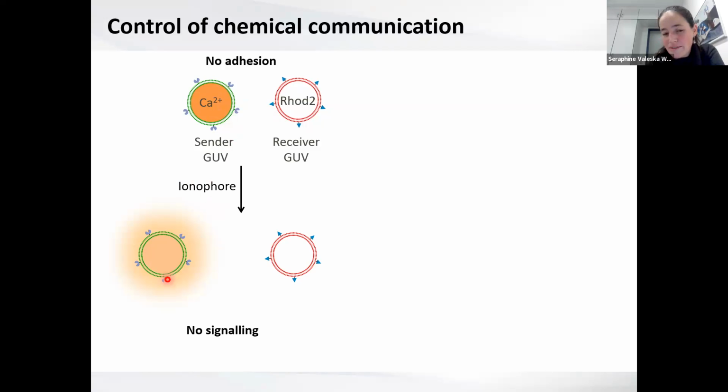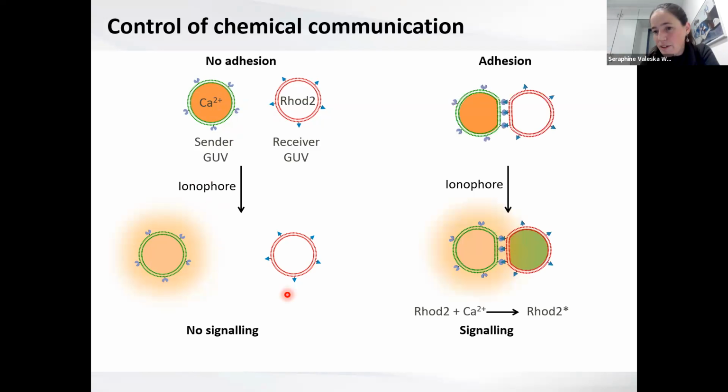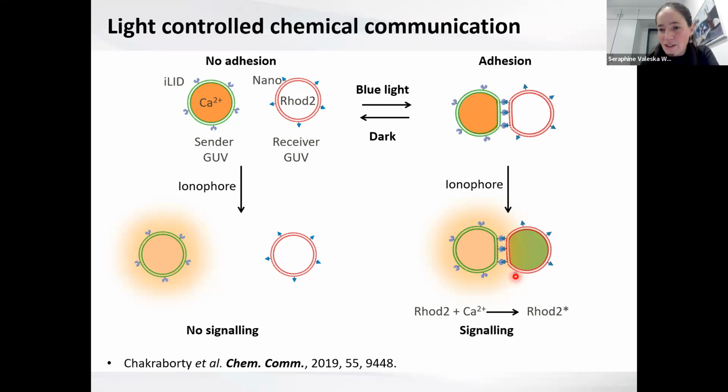Yet, as I mentioned, if the distance is too far, then the signal dilutes into the environment before it can reach the receiver. Yet, if we could bring these two in close proximity, then the sender would be able to perceive the signal, and that would be visible then as an increase in fluorescence. And to regulate this communication, we implemented our photoswitchable adhesion molecules on the surfaces of these so that we could trigger adhesions in the blue light and bring them in proximity.